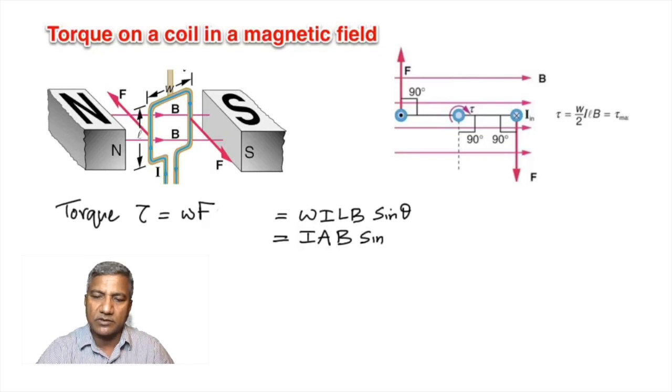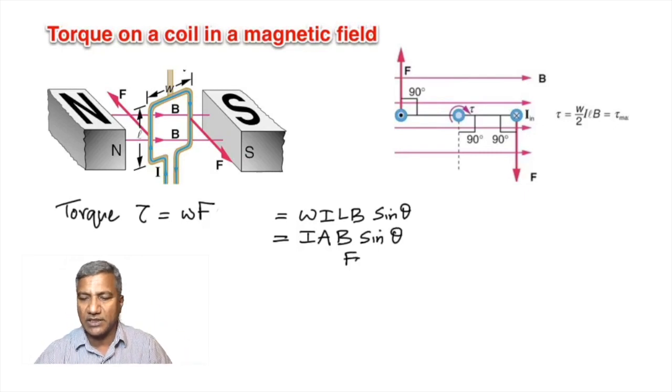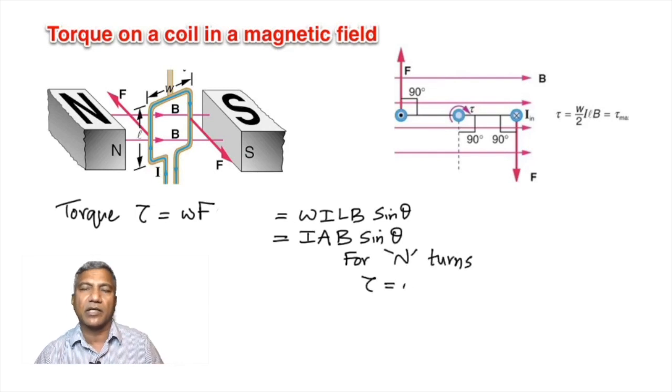So torque is distance times force, but force is ILB sine theta, and you know that length times width is the area of the coil, isn't it? Length of the coil times the width of the coil is the area of the coil. That's why you see A there, and then it becomes IAB sine theta.